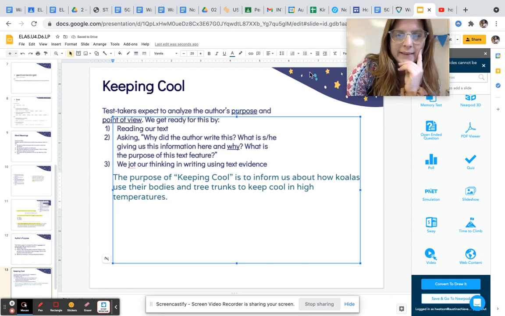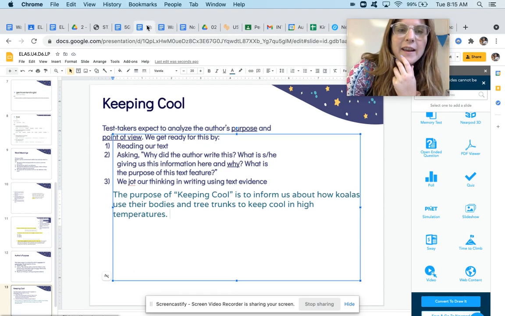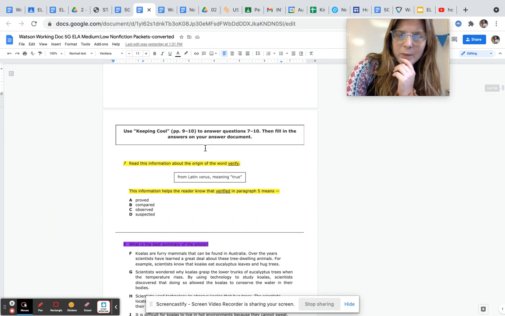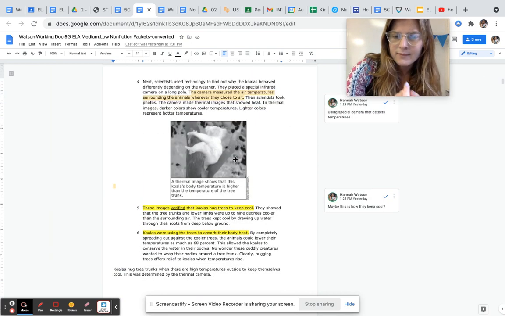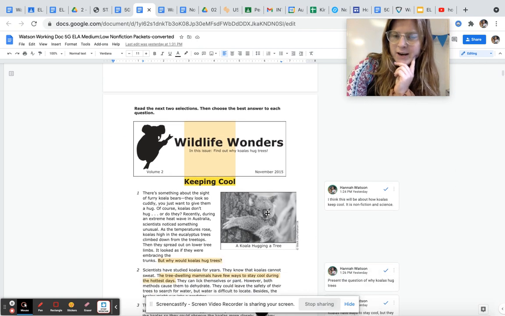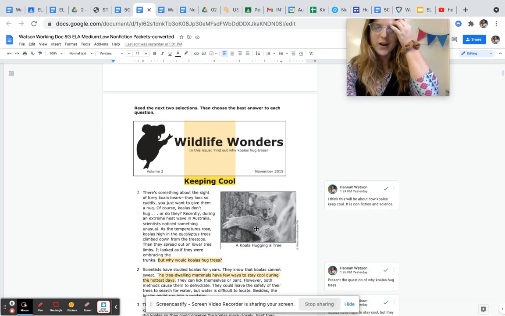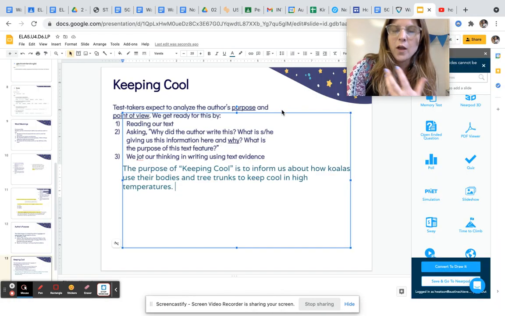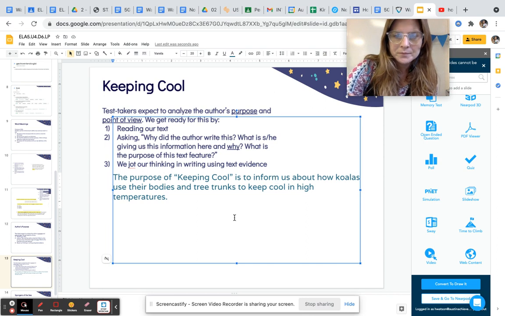It also asks us to look at text features. We already kind of did that yesterday. We looked at these pictures of koalas and we said, right, this is maybe showing us how they keep cool. This picture is maybe showing us what a koala hugging a tree looks like. Okay, so we already did that work and that kind of goes along with the overall purpose of the article.